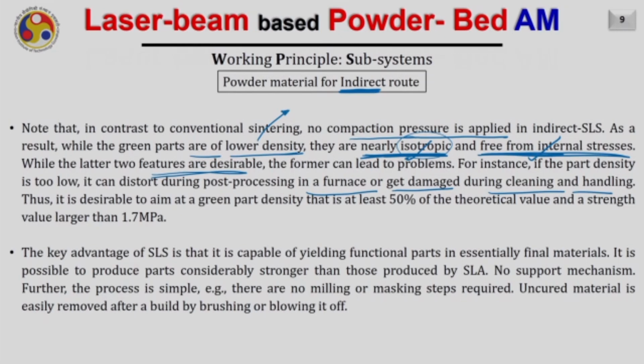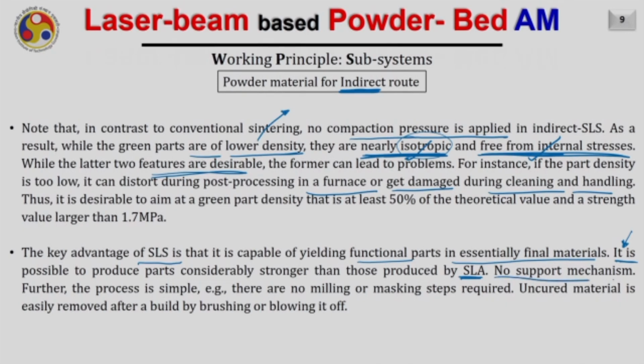The key advantage of SLS is the capability of yielding functional parts in essentially final materials. If you compare the parts produced by this process, they will definitely have considerably high strength as compared to the parts produced by SLA, because here you are making at least the parts of metals.